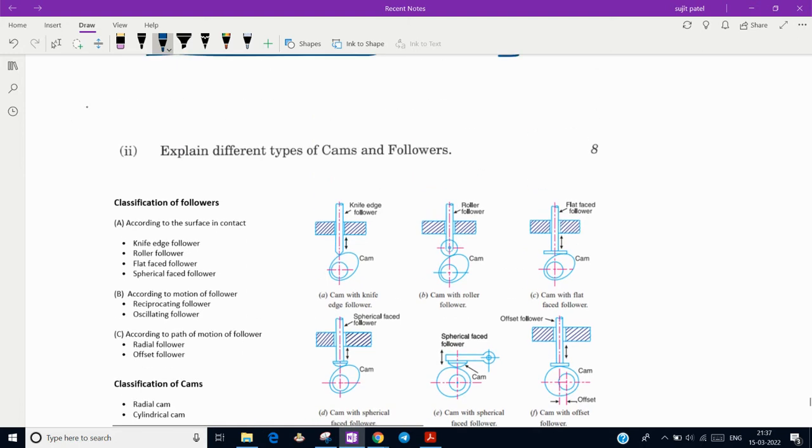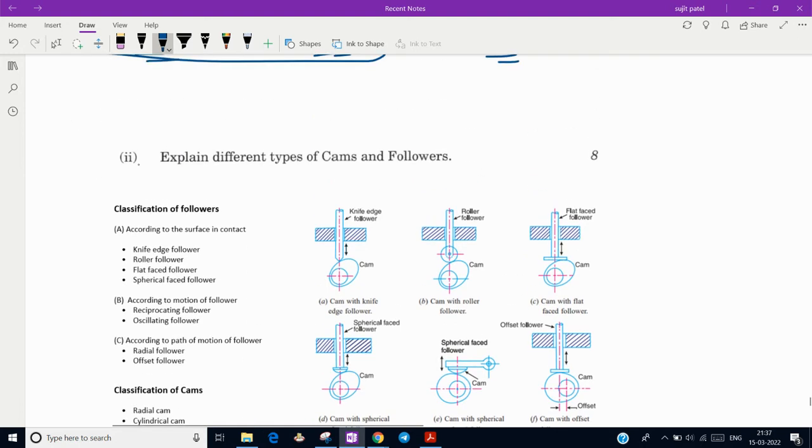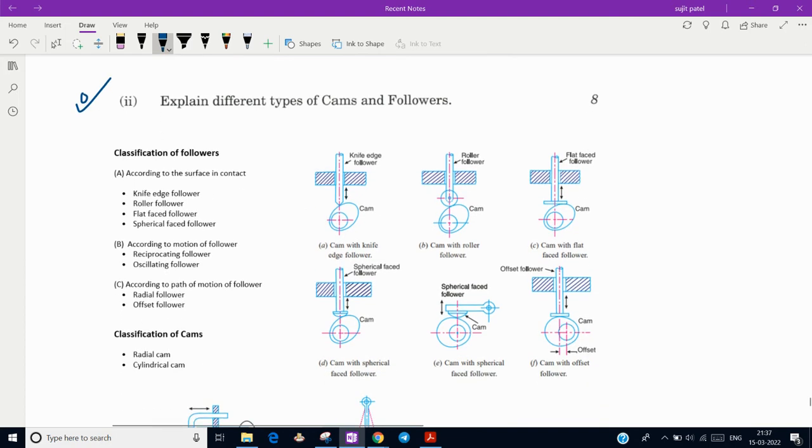And today we will solve two questions. One is theory and one is numerical. So the first one is: explain the different types of cams and followers. So here is the classification of cams and followers. Let us see about followers.